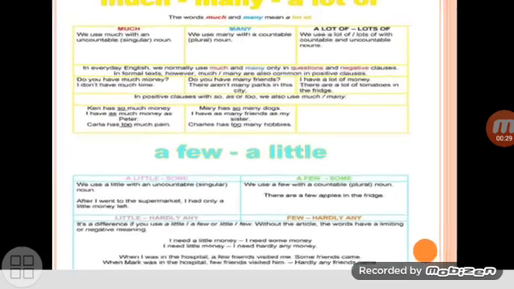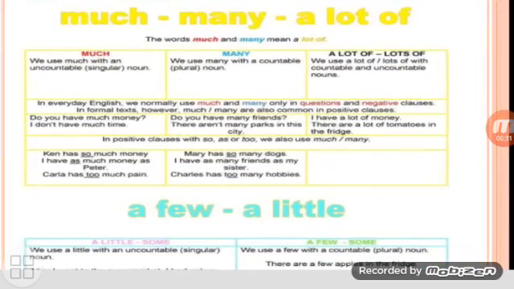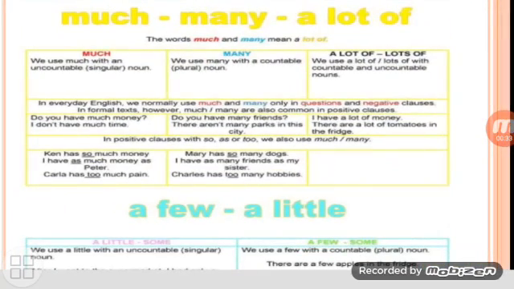In this table, you have the differences between many, much, a lot of, or lots of. We use much with an uncountable singular noun. We use many with a countable plural noun. We use a lot of or lots of with countable and uncountable nouns.